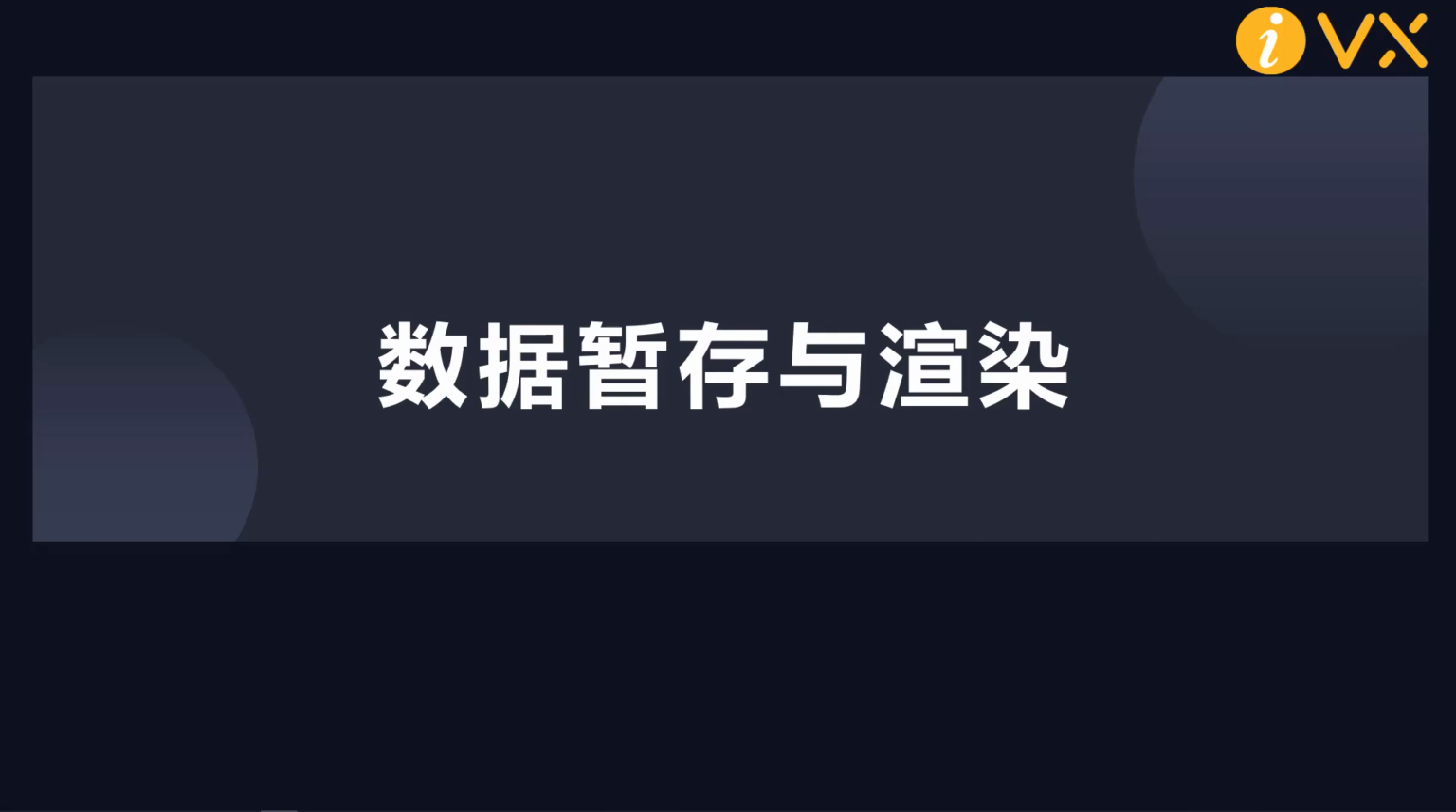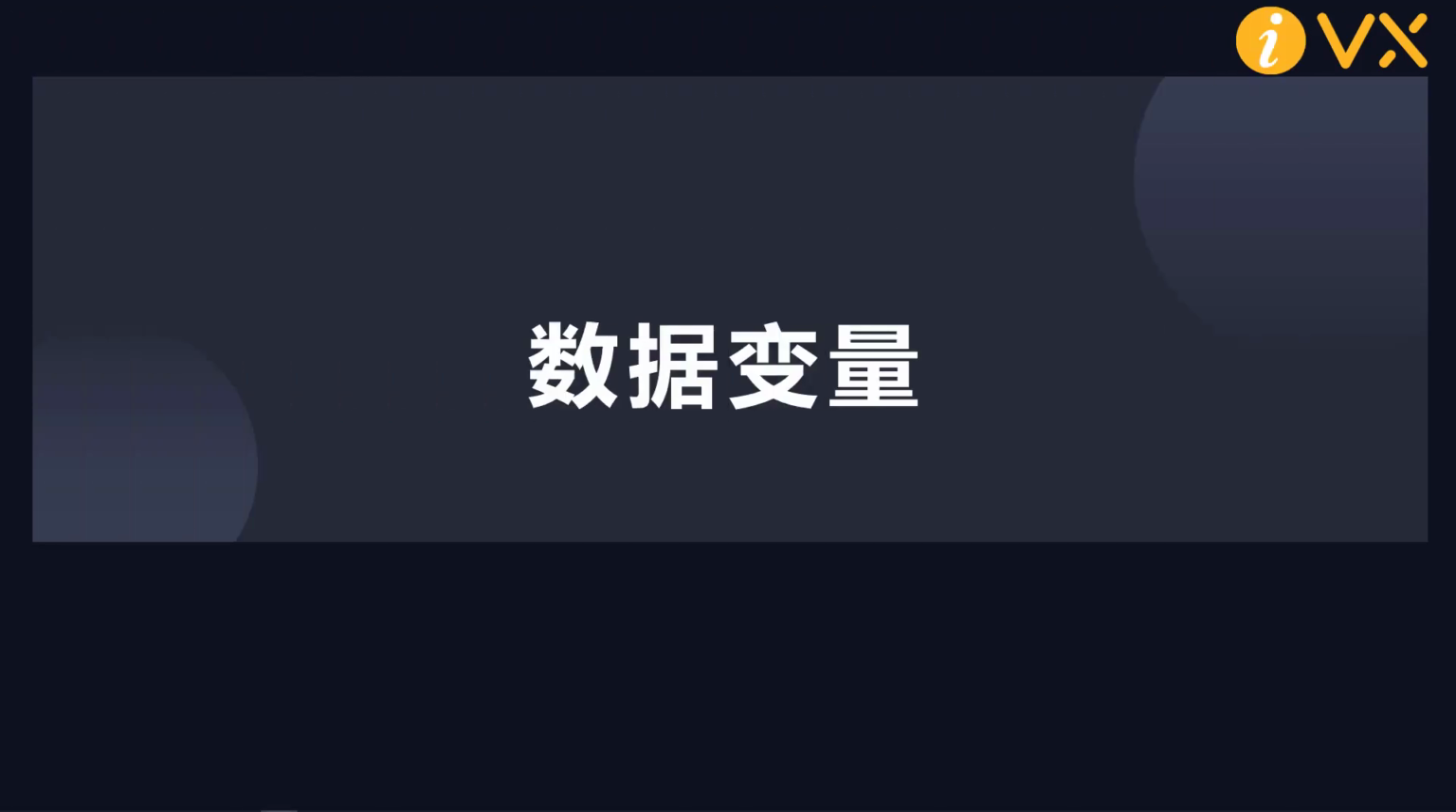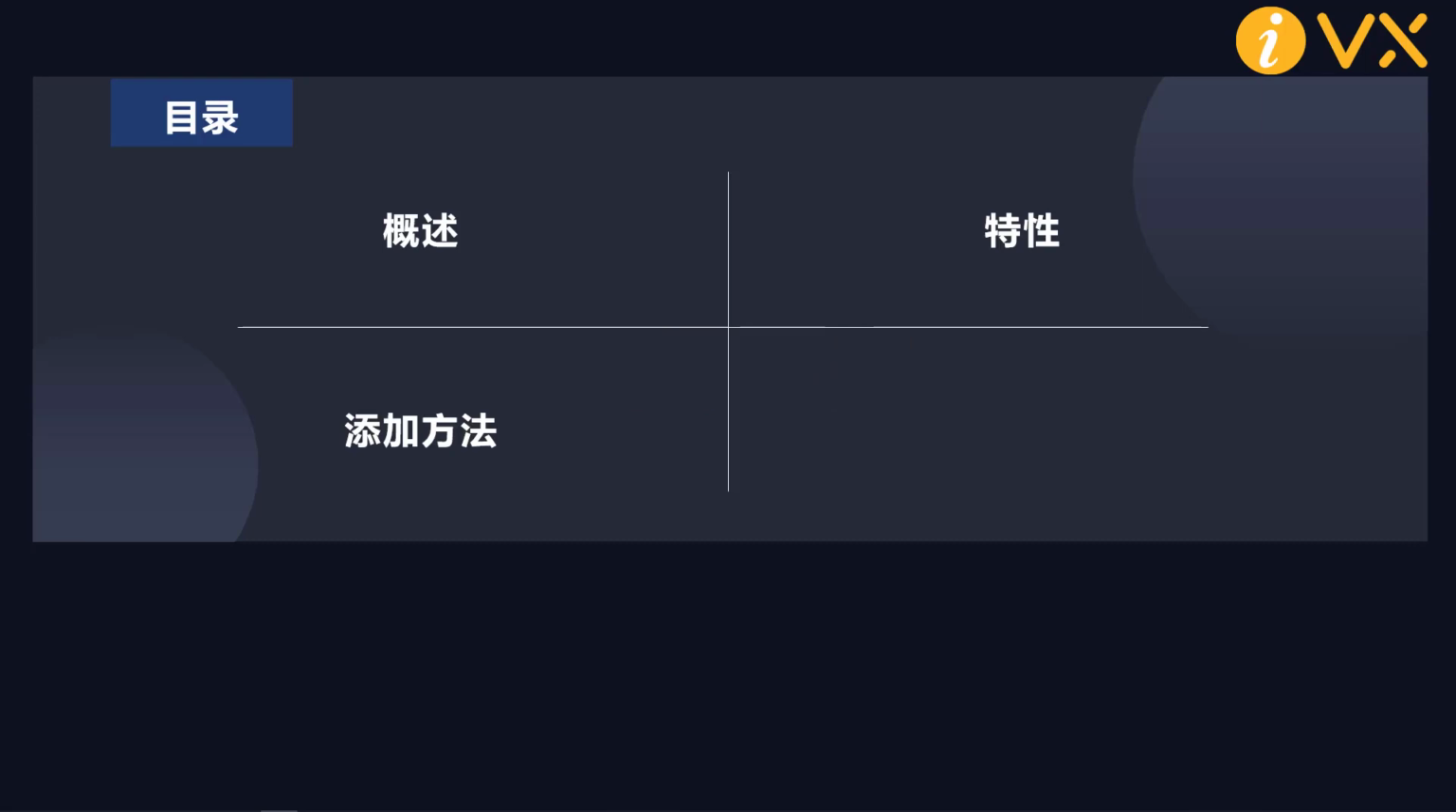In this section, we will learn the knowledge related to data variables. This section mainly includes the following knowledge points. First, we will talk about what our data variables are and what characteristics they have. Finally, we will talk about an addition method of data variables. First, let's talk about an overview of data variables.